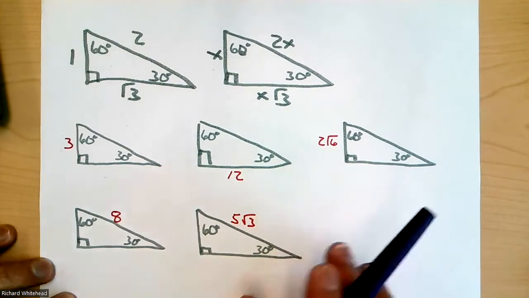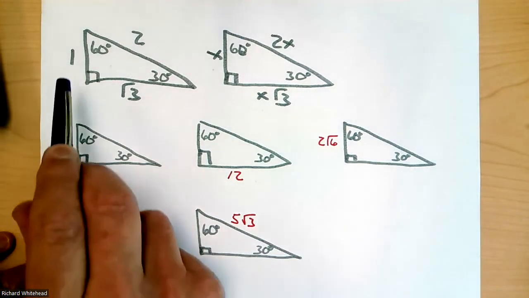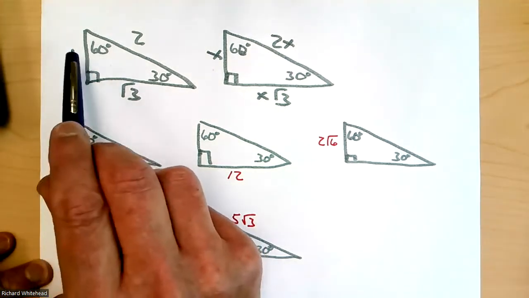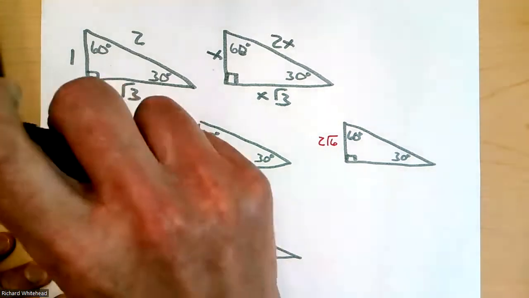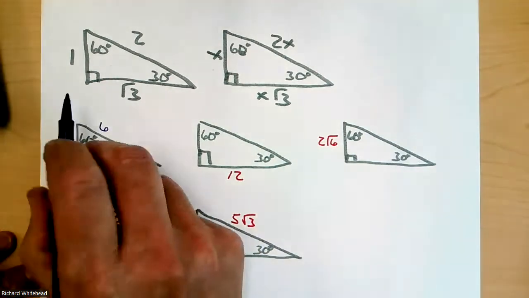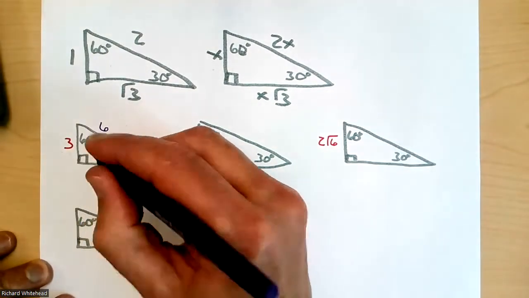So if you said something like this, well, the short leg is 3. So 3 matches up with 1. So 3 times 2 would be 6, and then 3 times root 3. So you could say, well, that's almost too easy, because that would be 6, just 3 times 2, and that would be 6 root 3.